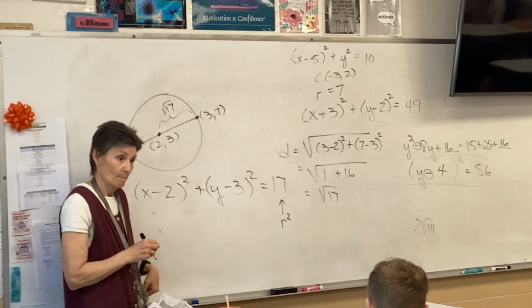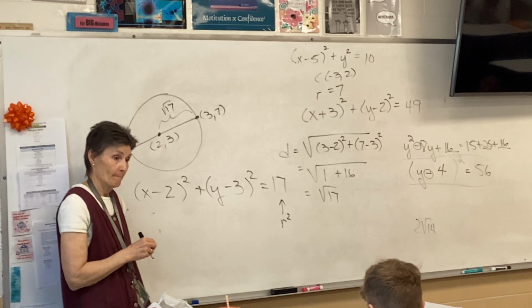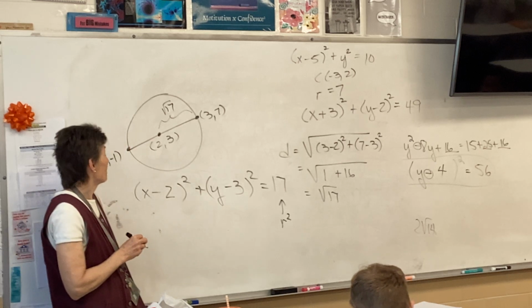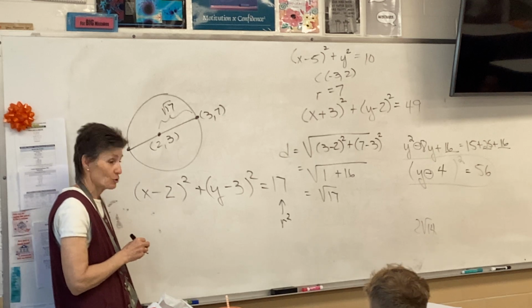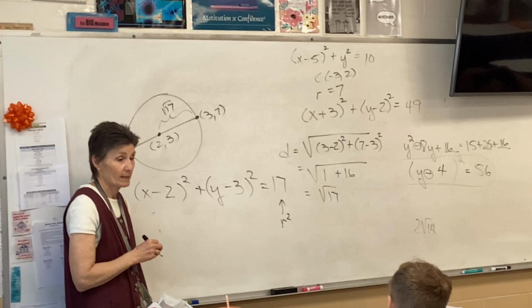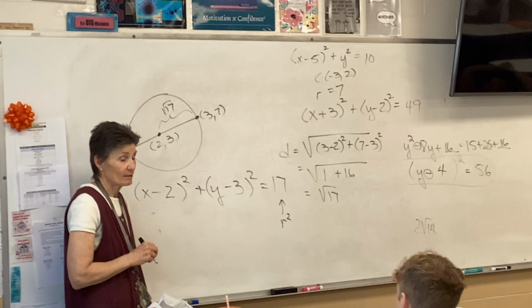So if I'm using a formula and it's just x minus x, I could have done like 2 minus 3. Like it doesn't matter what order it goes in. No, because you're squaring it. You're squaring it. So 2 minus 3 would be negative 1, but squared is still 1.